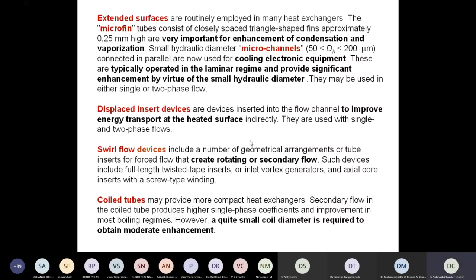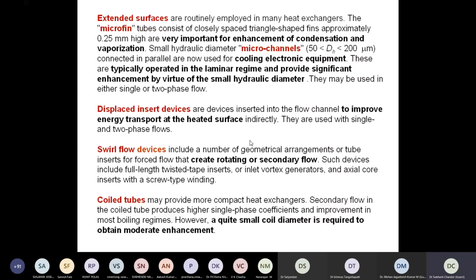So we use microchannels. In electronic component cooling, we use microchannels of 50 to 200 micron hydraulic diameter. So we can lay down different channels on the chip surface. They can be used as extended surfaces, and they can provide enhancement in the heat transfer.